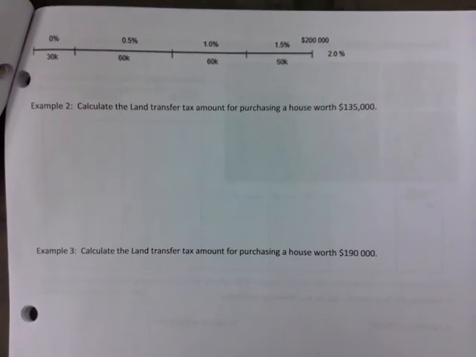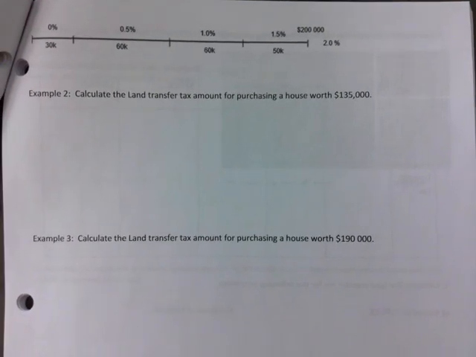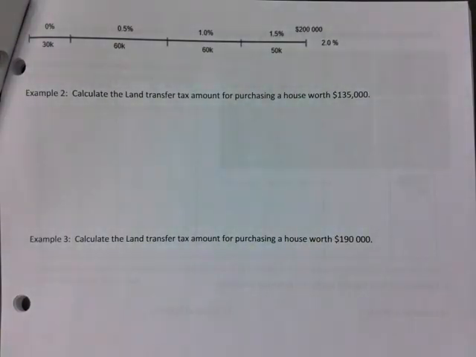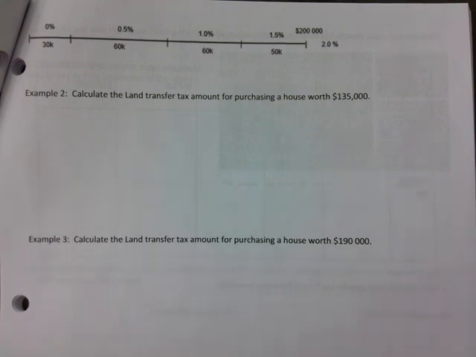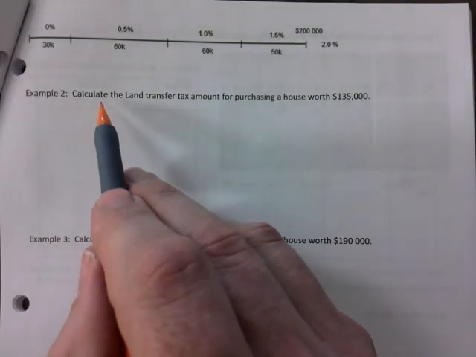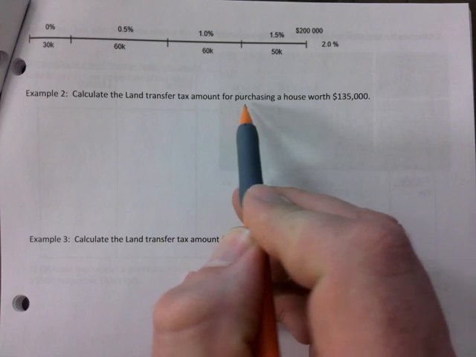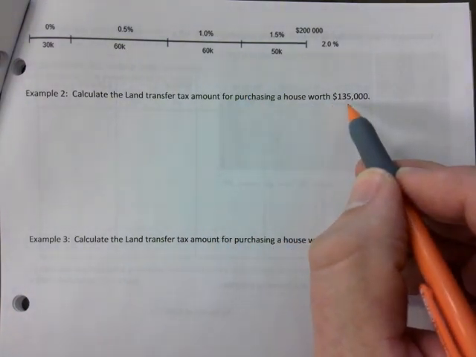Let's go to page 62. Go ahead. Page 62. I want to do one more, and then I'll leave you to try one, and we'll come back tomorrow to review this. Calculate the land transfer tax for purchasing a house worth $135,000.